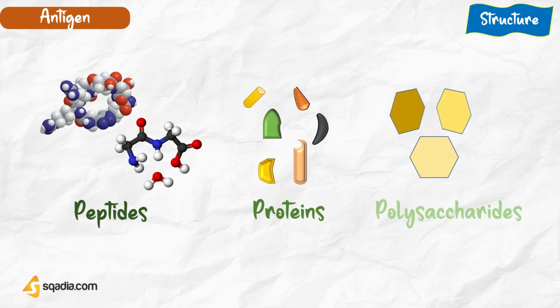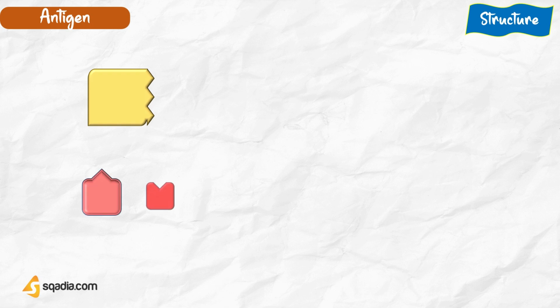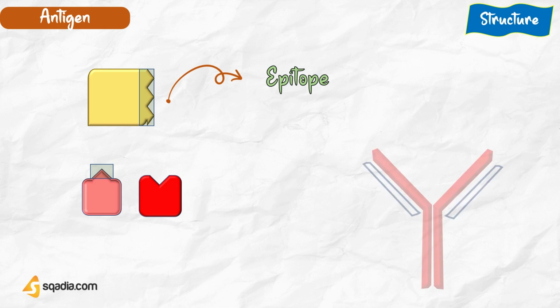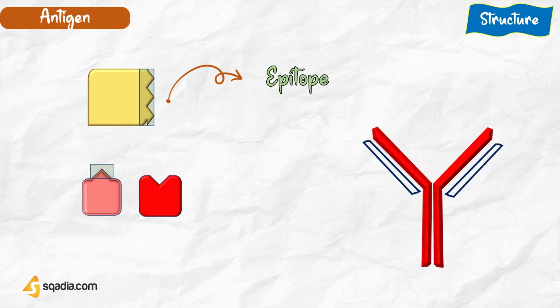A small region on the antigen determines its function and working. This small region is known as the epitope. It's the site that is recognized by the immune antibody. On the other hand, the part of the antibody that binds the antigen is known as the paratope. We will talk about it later when we discuss the structure of antibodies.